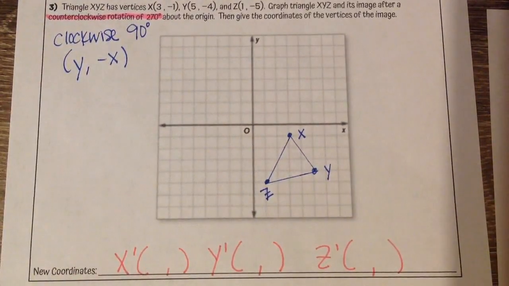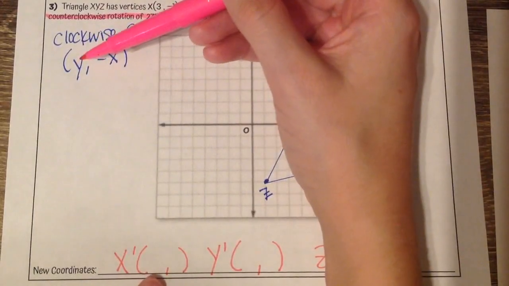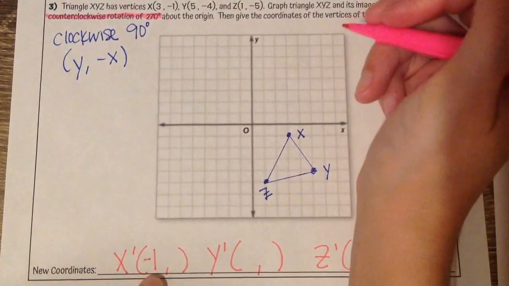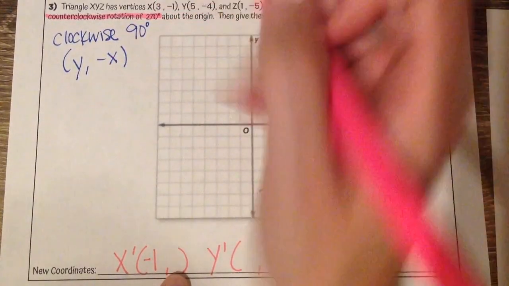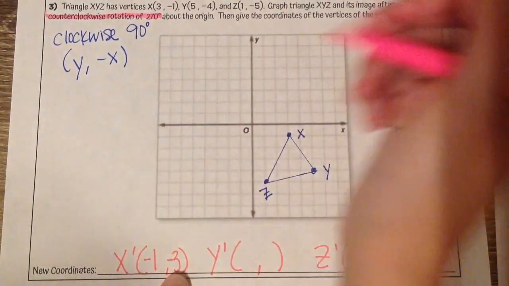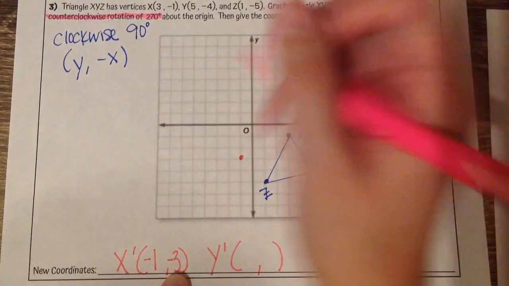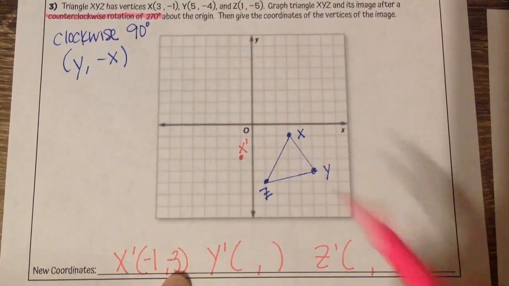So for x, our new x value is the original y. So the original y is -1, and our new y value is the opposite of the original x. So the opposite of 3 is -3. So -1, -3. We're in the right quadrant, so that's good.